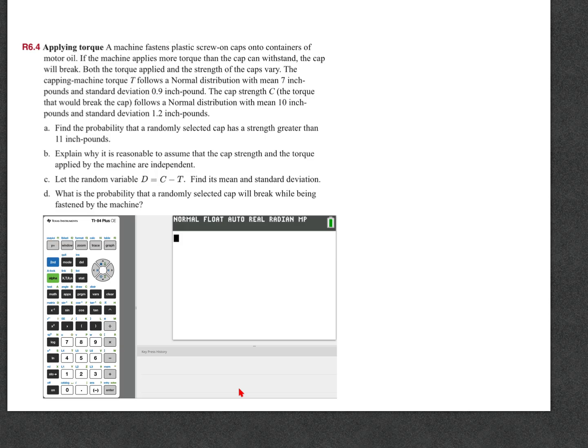So this is 2 different distributions. They say capping machine, so the torque T, mean of 7, standard deviation of 0.9, and the cap strength C, mean of 10. Okay, so that's pretty much everything we'll need in the whole problem is highlighted.